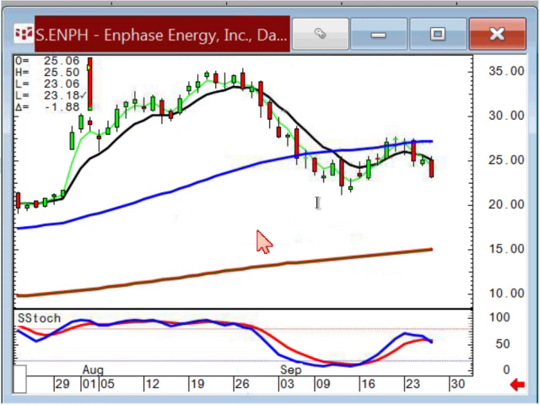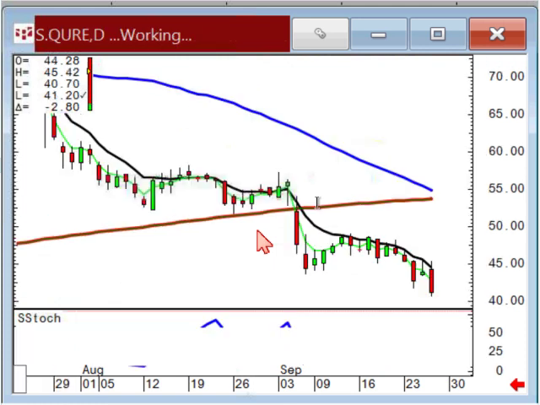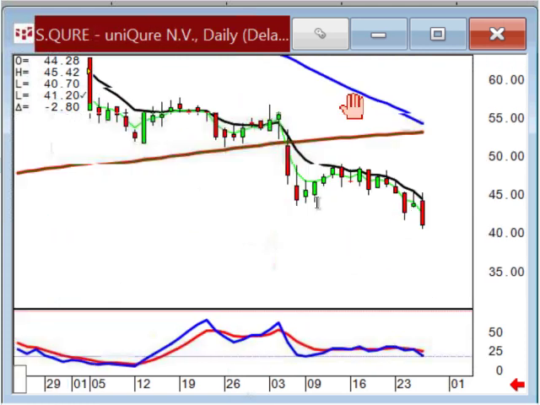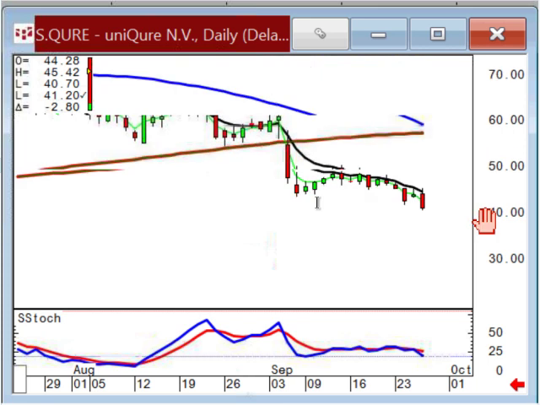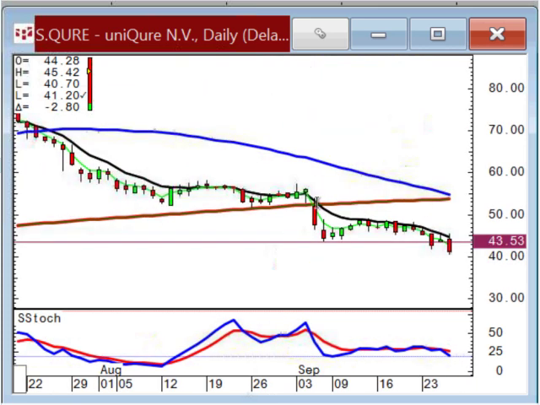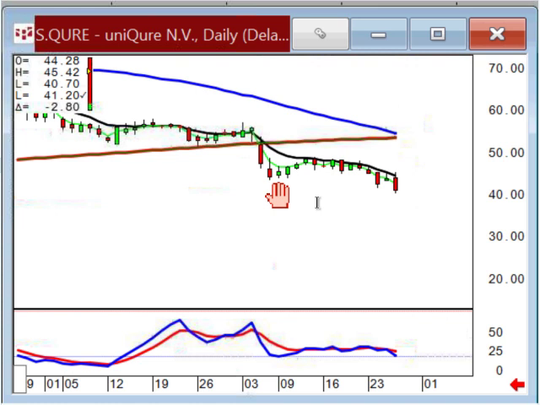QURE. What do you think this one's doing? There's your dumpling top. There's your breakdown. There's probably your next target. And what can we assume this chart is doing? It's already in a downtrend, and every time it comes up to the T line, they start selling it off again.